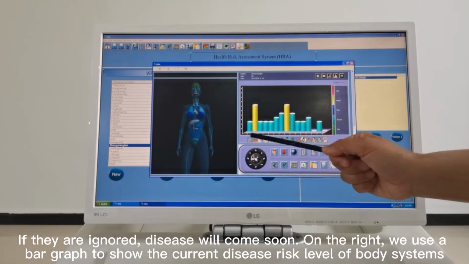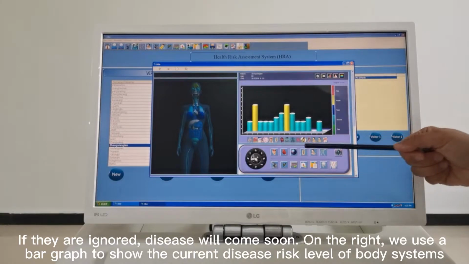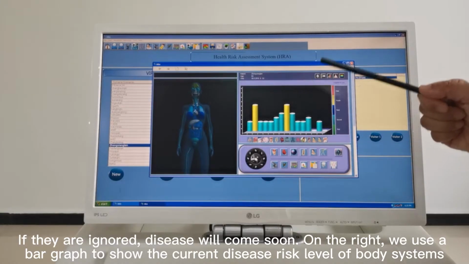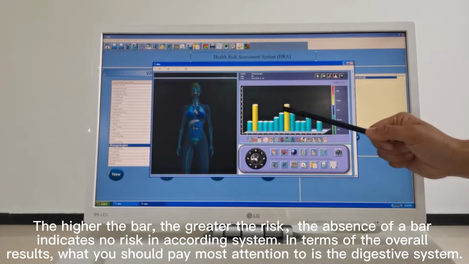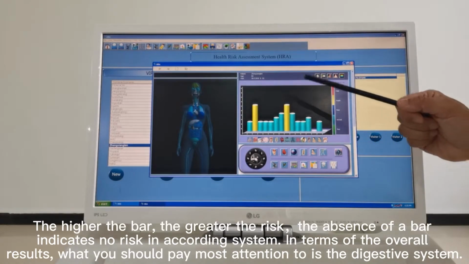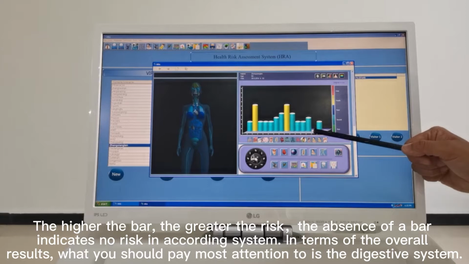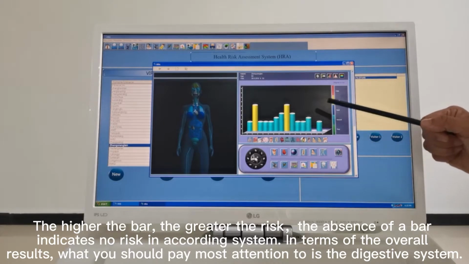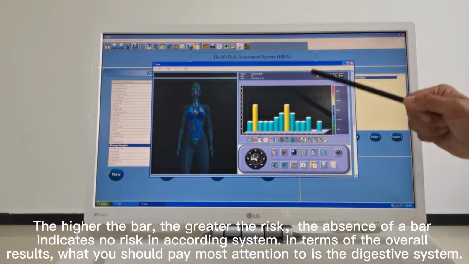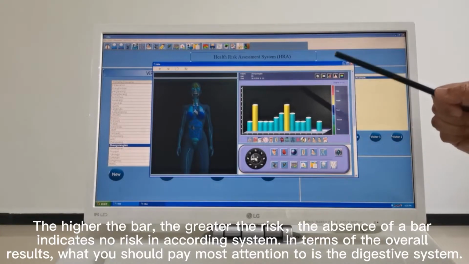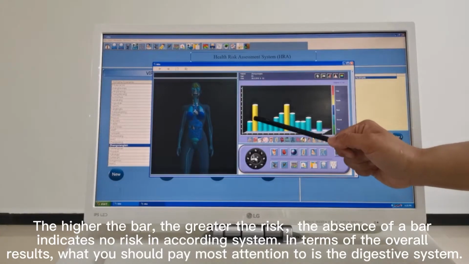On the right, we use the bar graph to show the current disease risk level of body systems. The higher the bar, the greater the risk. The absence of a bar indicates no health risk in that system. In terms of the overall results, what you should pay the most attention to is the digestive system.